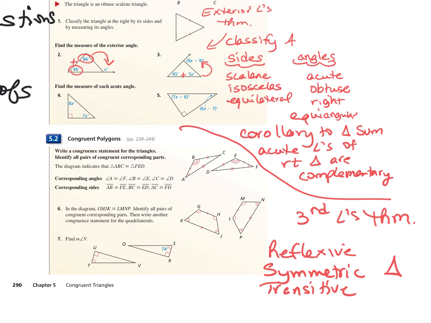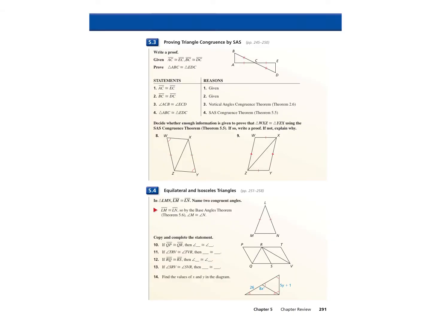Then in 5.3, this is where we started to see our first shortcut. So we learned the SAS, or side-angle-side, congruency theorem. So this was our shortcut. Again, when you're writing this as a reason in a proof, all you have to do is put SAS.